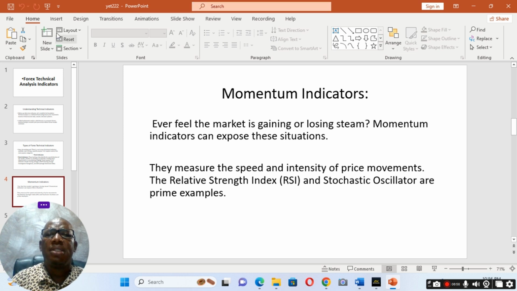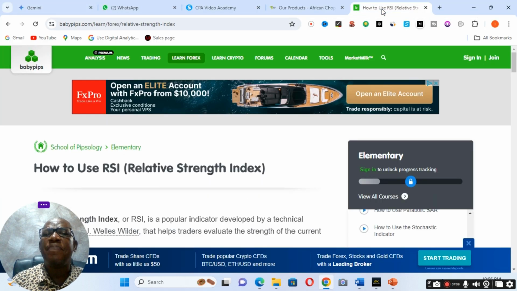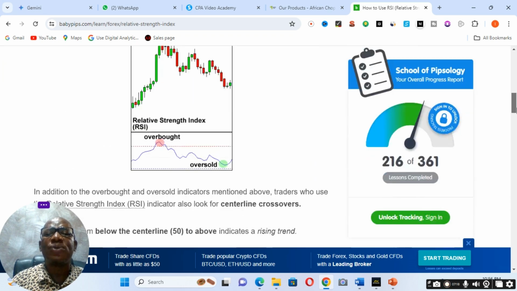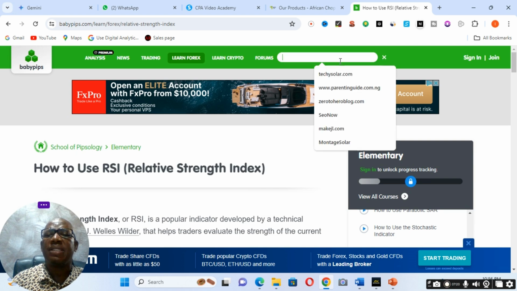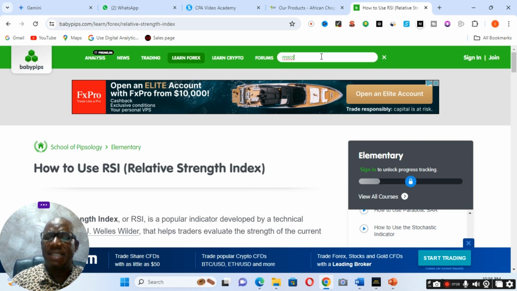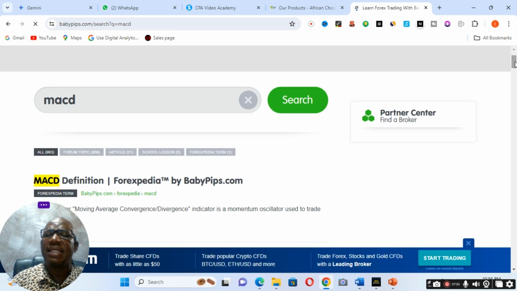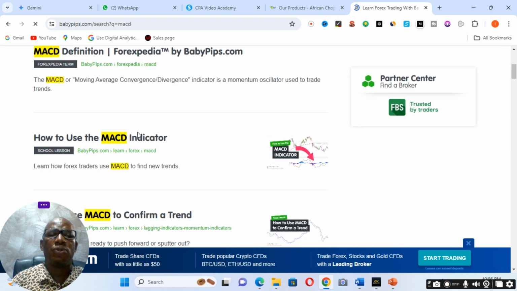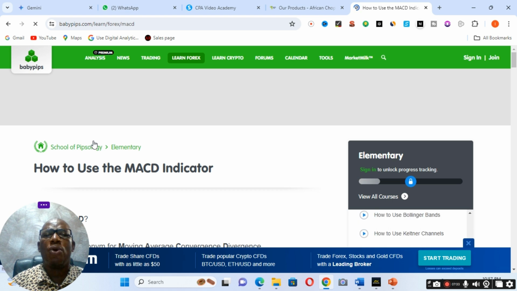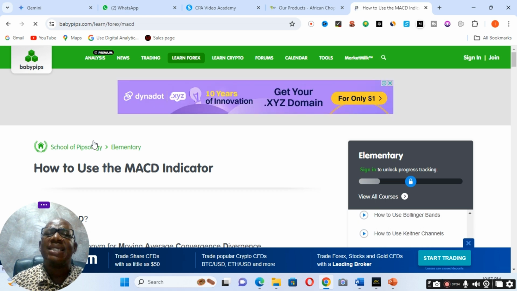I would like you to have a practical idea on how to use these indicators and what they look like. If you want to have a better understanding, please go to this website, Baby Pips. Here you will find how to use any indicator I will talk about. Just come to this place. If you want to talk about MACD, search for MACD here, and it will bring everything in this site about MACD. You can see it. MACD, how to use MACD, and once you click on it, it will give you what you want. This is the site that simplifies technical indicators to the level that even if you are starting Forex today, you will definitely understand what these indicators are.